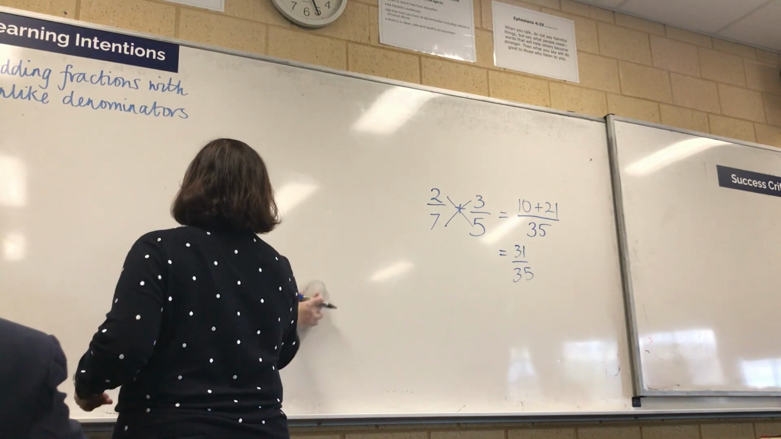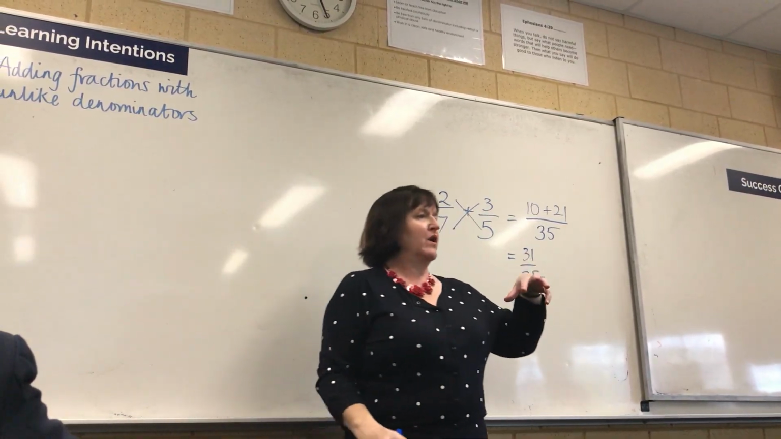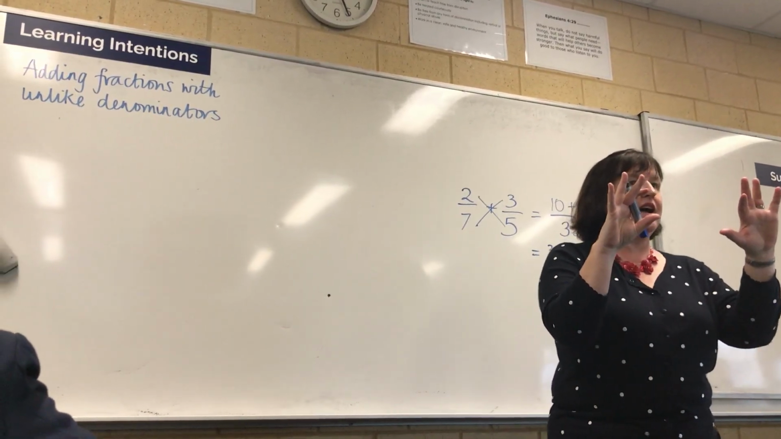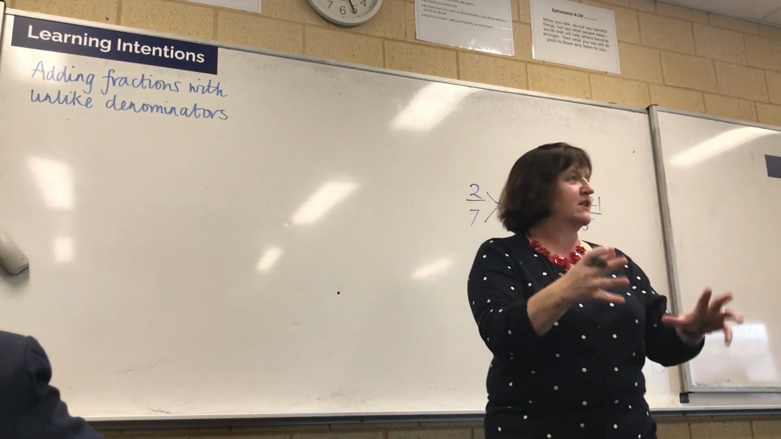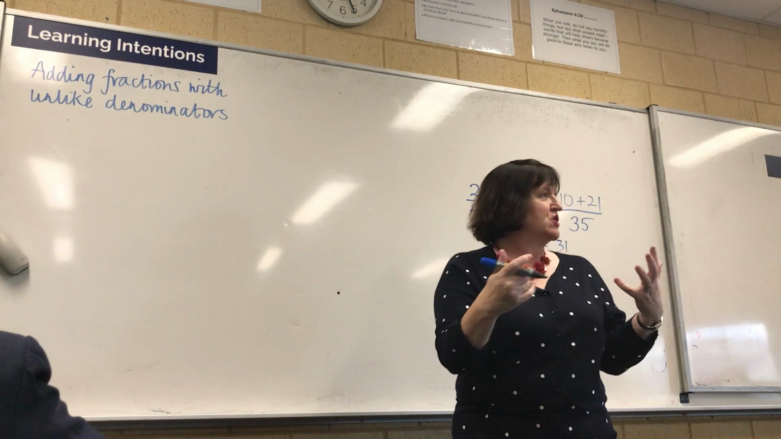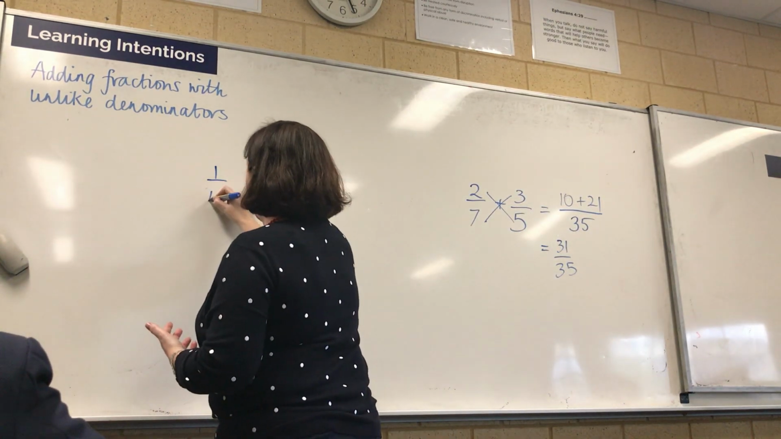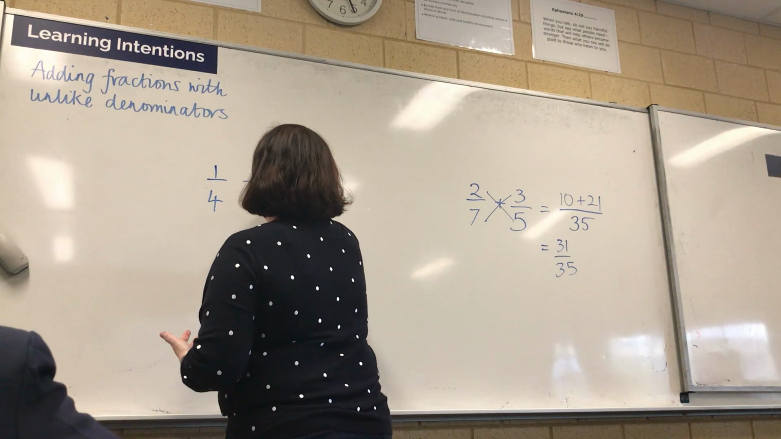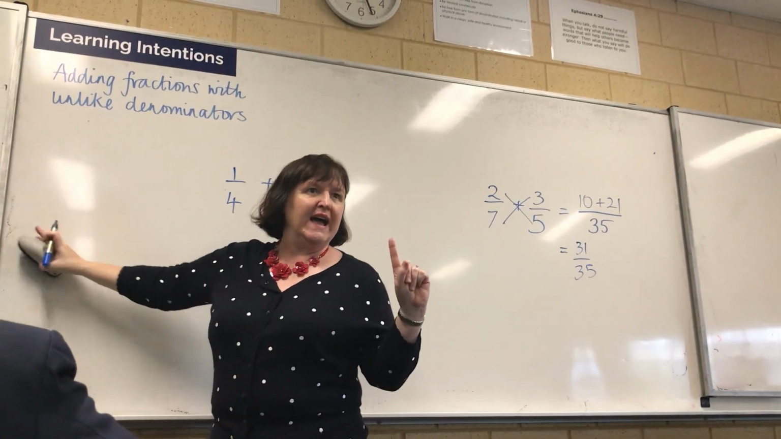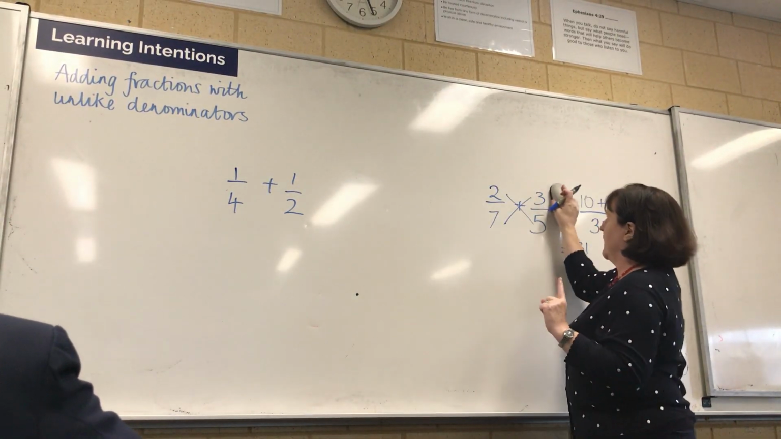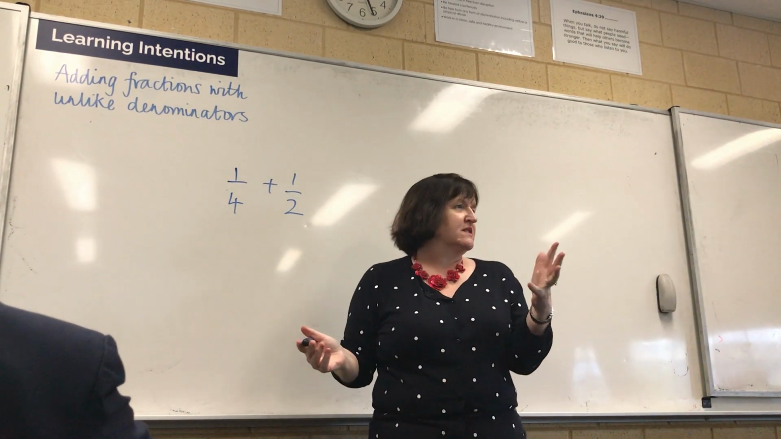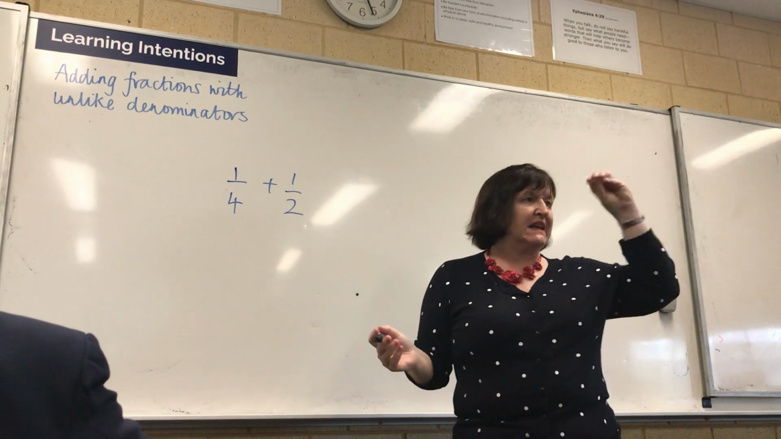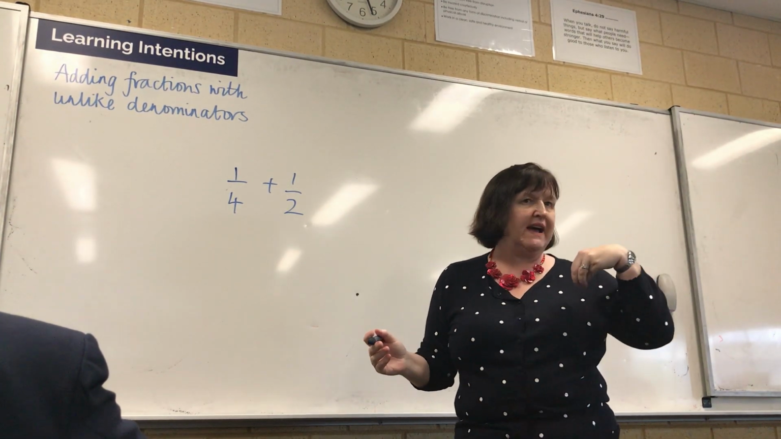Right. Now, I'm just going to give you one that's an exception to the rule. So say we've got something like a quarter and a half. Now, you can do that in your head, can't you? What would it be? What's the answer? 3/4, that's right, isn't it? Because you've automatically changed it to quarters in your head.